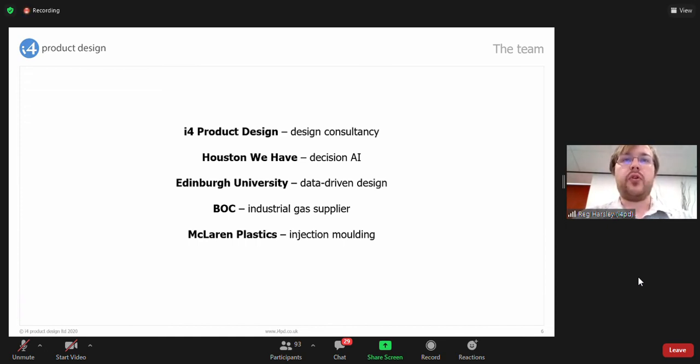As well as designing the tech, we've got some specialists from BOC, an industrial gas supplier, so they've designed a lot of their own products. And we've also got McLaren Plastics involved in the project, an injection moulding company based in Edinburgh, who i4 Product Design has worked with a lot in the past. I'll talk a bit about what they do in the project later on.